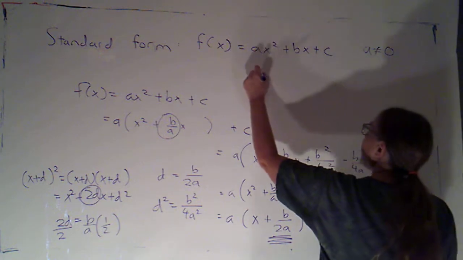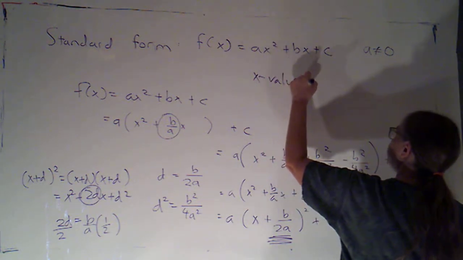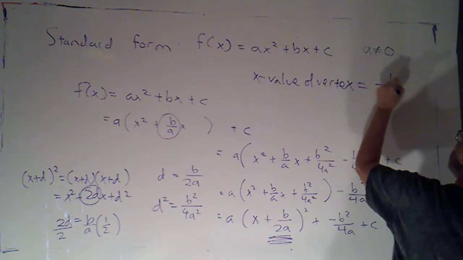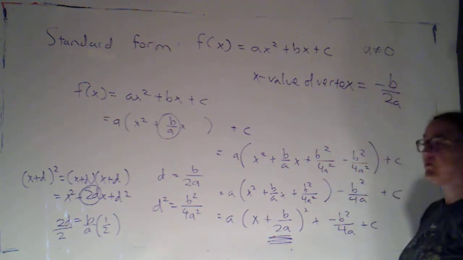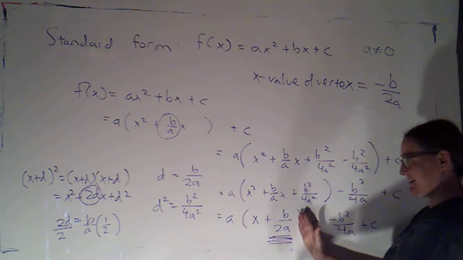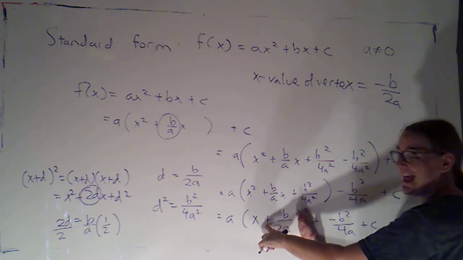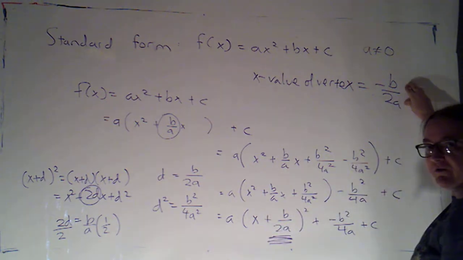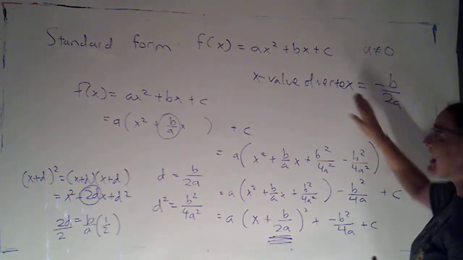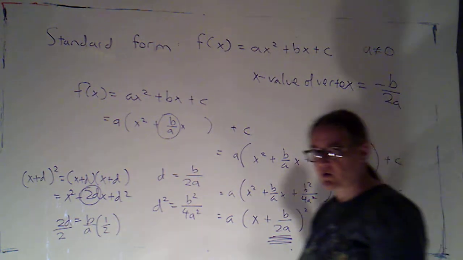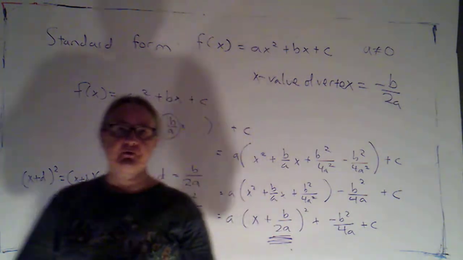The x value of the vertex is just the opposite of b over 2a. Remember, it's going to be the number that we're subtracting from x. So if it's written as an addition sign, I need to view that as subtracting the opposite of b over 2a. That's the x value of the vertex. And that's relatively short, relatively simple to remember.